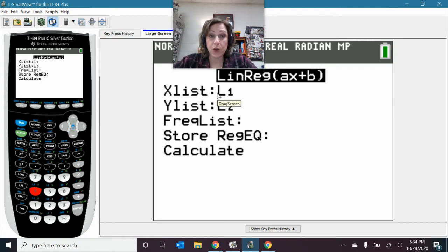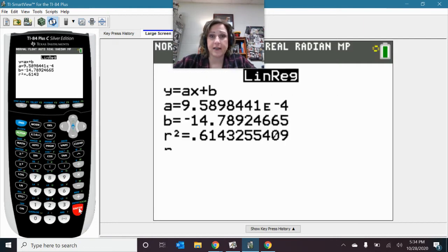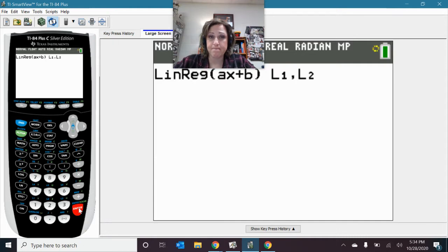So if this menu does not show up, then you could just have your calculator default to L1 as the X list and L2 as the Y list. Okay. So we're just going to go ahead and go calculate that. And here is the information we get. Okay.